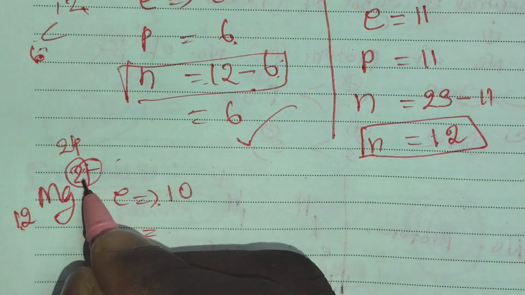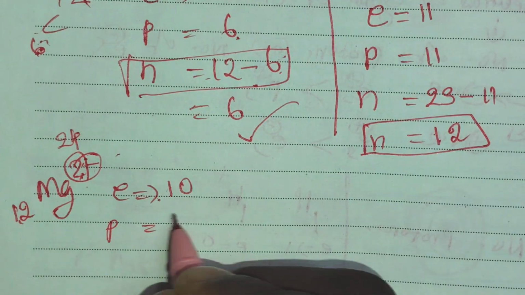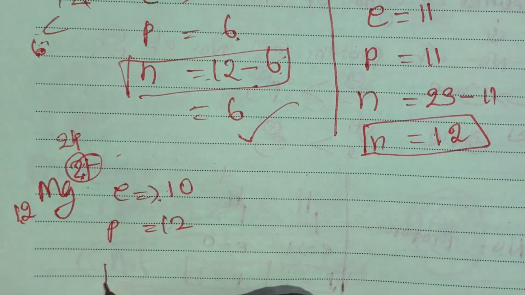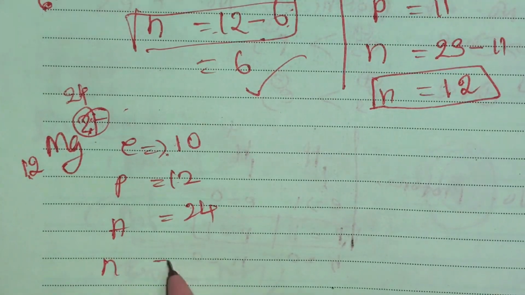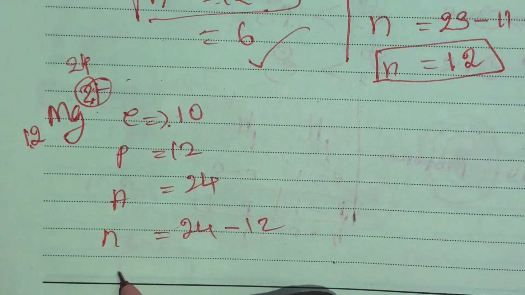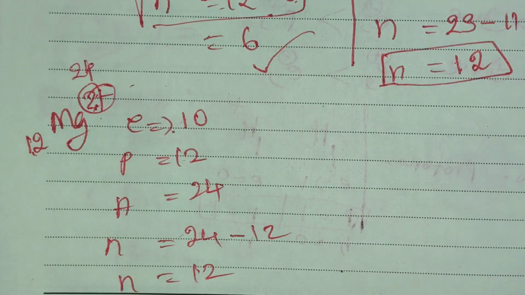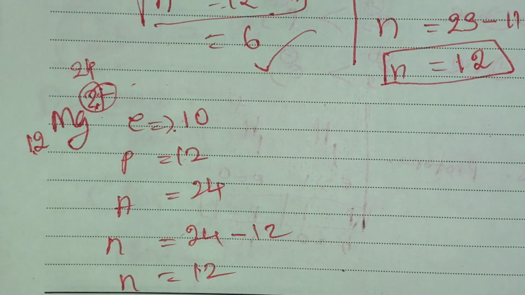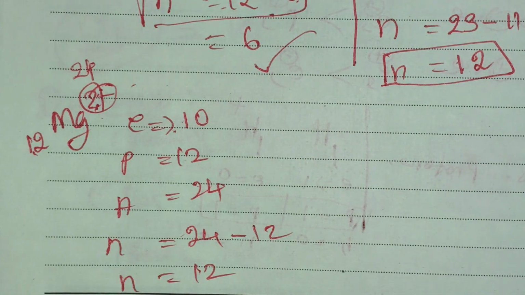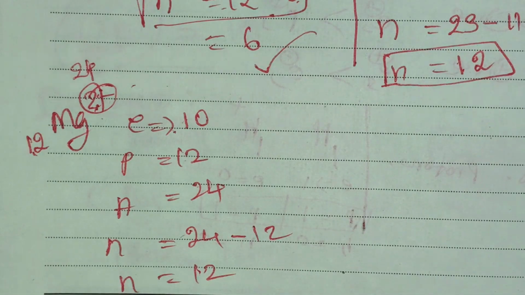And for protons, an ion doesn't change its number of protons, which is equal to the atomic number. So that's 12, and the mass number is 24. So the neutrons equal 24 minus 12, that is 12 neutrons. Okay, so with this method, for any atom, we can find the number of electrons, protons, neutrons, the mass number and the atomic number. Everything we can easily find out.